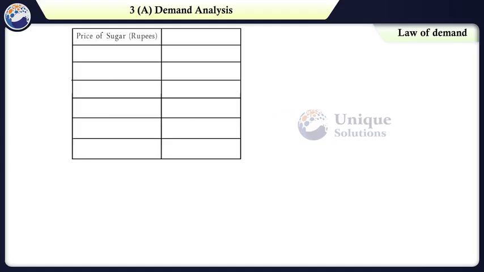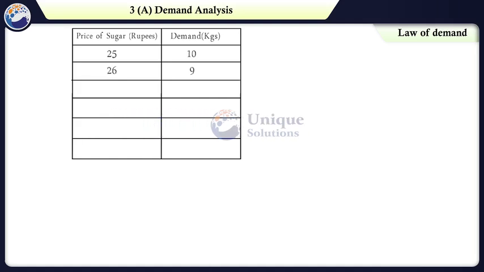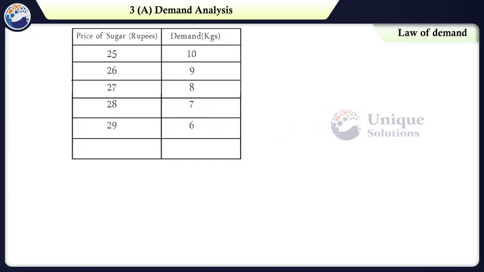Price of sugar in rupees is 25. Demand in kgs would be 10. When the price of sugar is 26, demand in kgs would be 9. The price of sugar is 27 rupees and demand is 8 kgs. The price is 28 rupees and demand is 7 kgs. Price is 29 rupees and demand is 6 kgs. When the price of sugar is 30, the demand in kgs is 5.